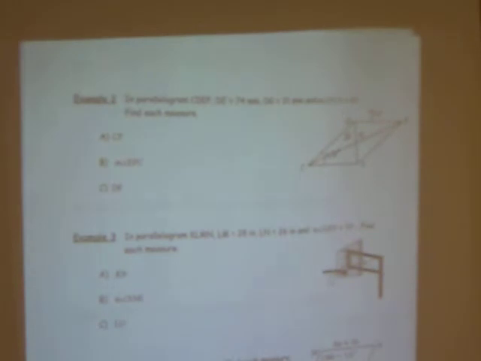On the next page, we're going to use some of these ideas, and I'm going to start by labeling here. DE is 74, DG is 31, and angle FCD right here is 42 degrees. First thing we are asked to find is CF. So if this is 74, CF will also be 74. And I should say millimeters.